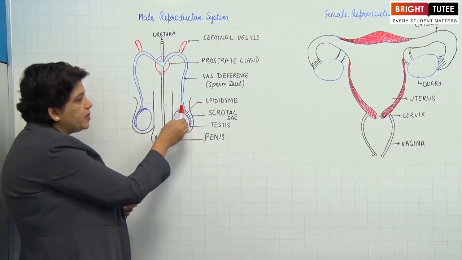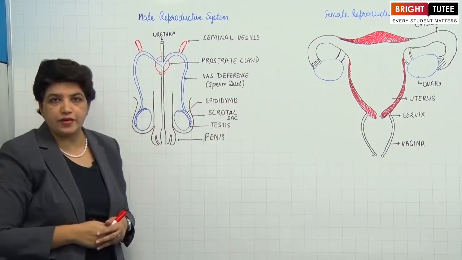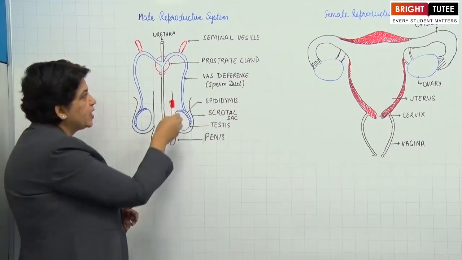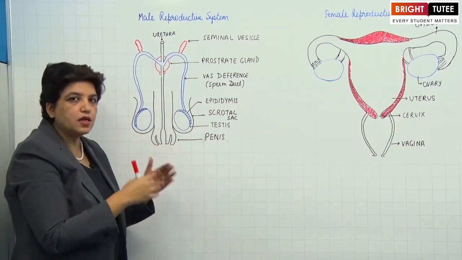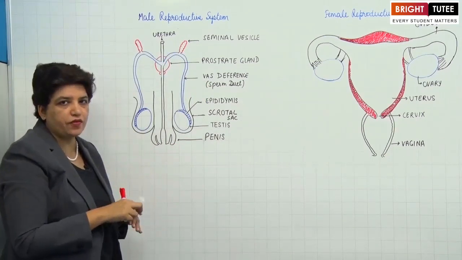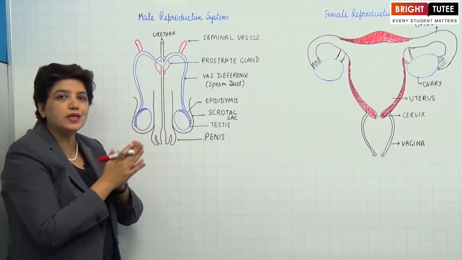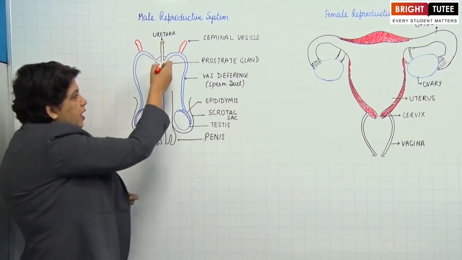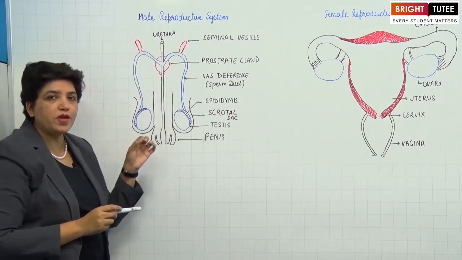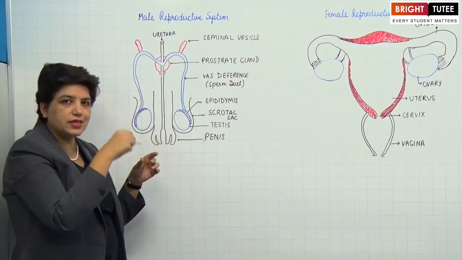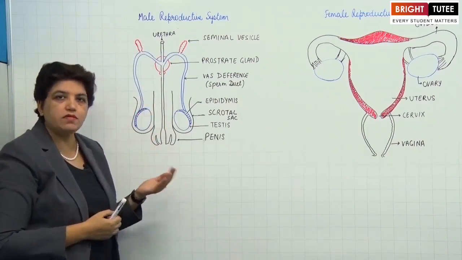Then from the epididymis, the sperms can travel through this tube-like structure called the vas deferens or the sperm duct. The seminal vesicles and the prostate gland secrete secretions into the vas deferens. Now the fluid, the secretion with the sperm, is called the semen. This semen comes out from the common passage. The urethra serves as the common passage for the urine and for the semen to come out of the body. So this is the male reproductive system.